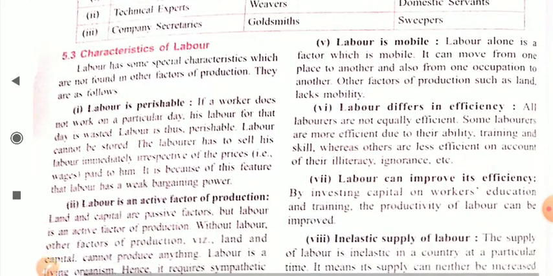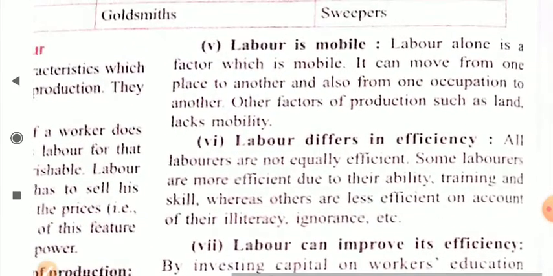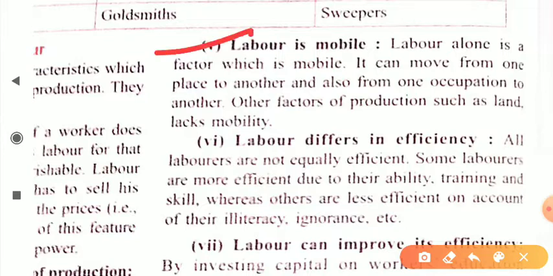Okay, dear student. Next is, labor is mobile. Labor is mobile simply means labor alone is a factor which is mobile. It can move from one place to another and also from one occupation to another. Other factors of production such as land and capital are generally immovable. Land particularly is not movable, you cannot move land. Capital, although you can move it, but land you cannot. If you talk about labor, labor is movable.